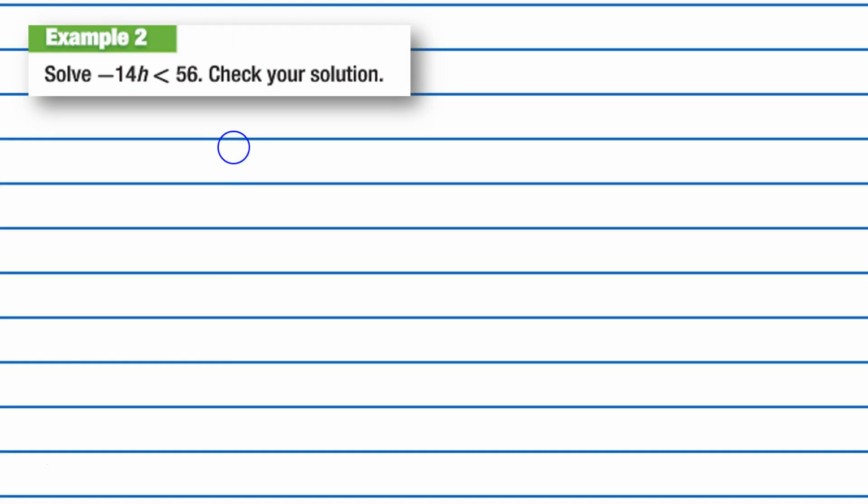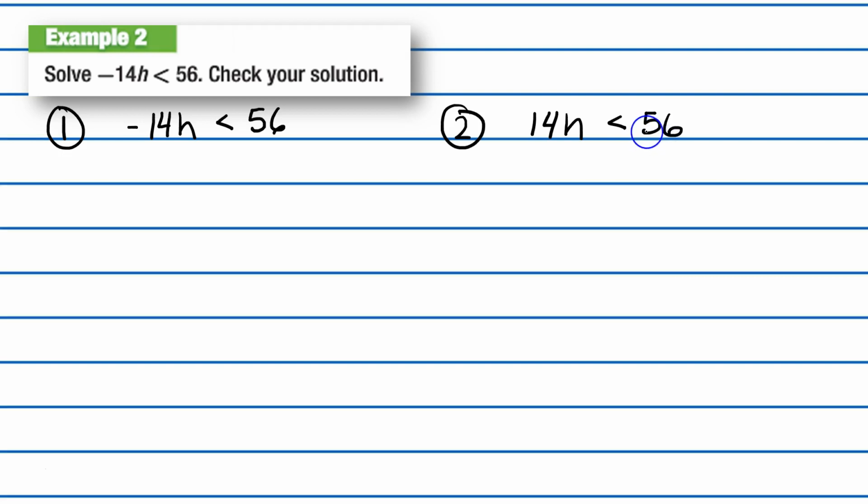Alright, so I'm going to do two examples here, and I'm going to show you the difference between these two. So let's do the first one here. I'm going to write it, negative 14h is less than 56. And let's try this other one too. So I'm going to say this one is 14h, which is less than 56. So we're going to start with the second one and move back to the first so you see the difference between them.